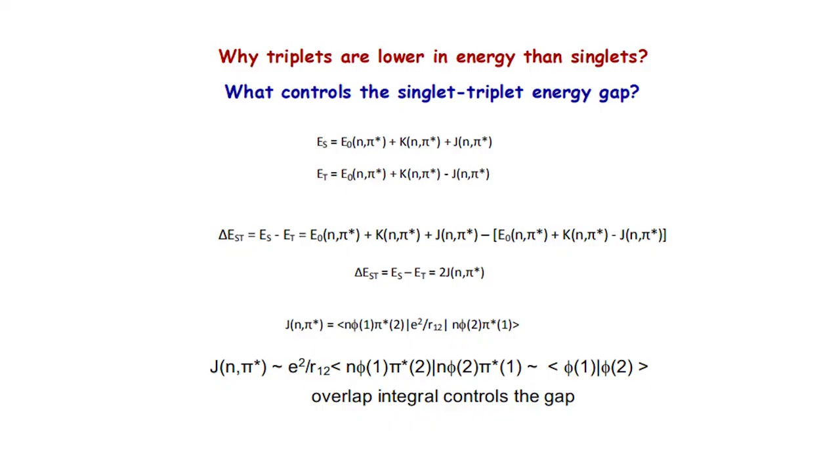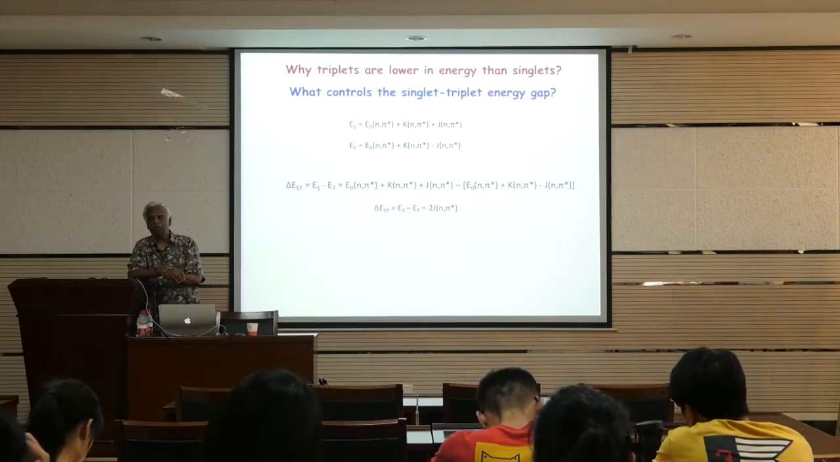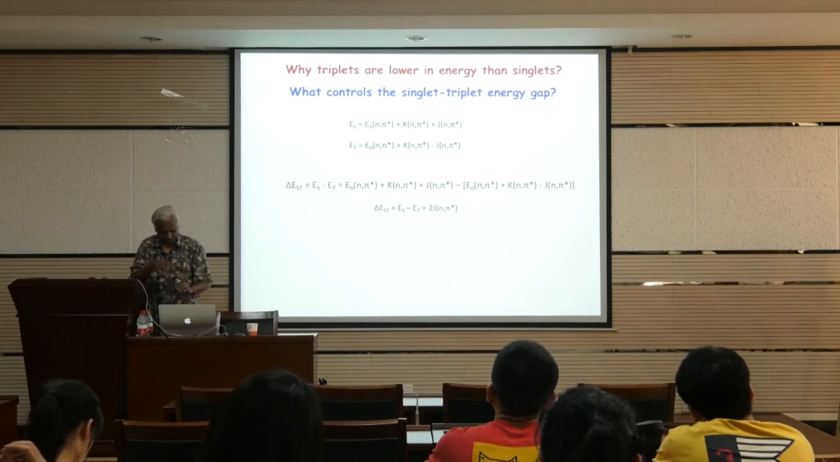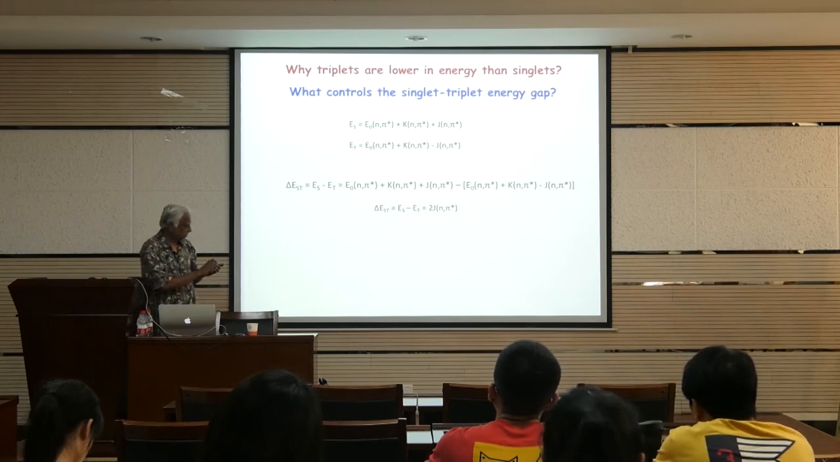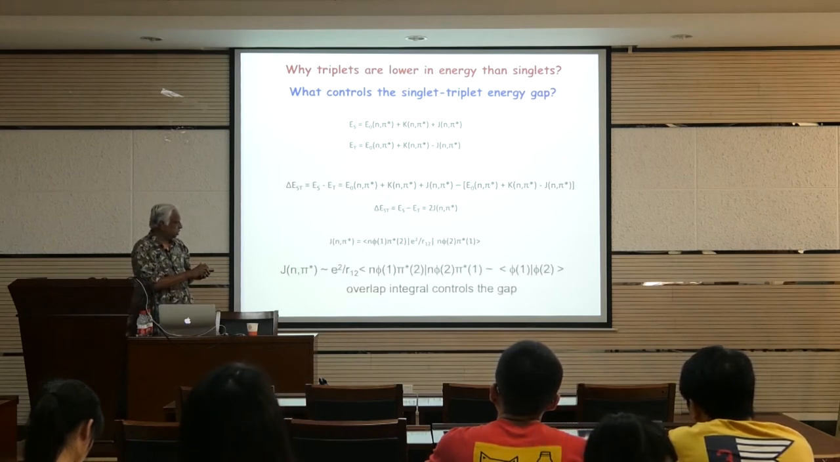J is the overlap integral, the overlap between the two orbitals. If there are two orbitals making a bond, the more overlap there is, the larger the gap is going to be. If the two orbitals are one like this, another one like that, then the repulsion is going to be less. That is what will determine the singlet and the triplet energies of these molecules. Now I'll show you a little bit more.